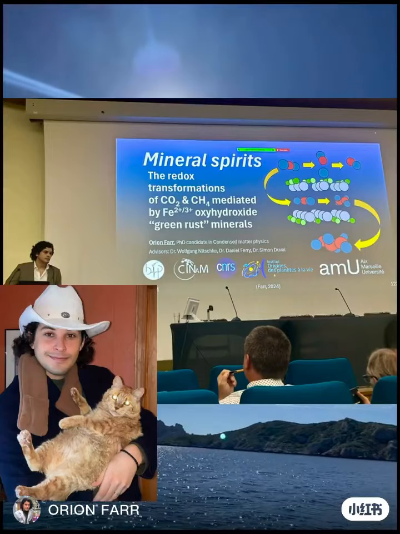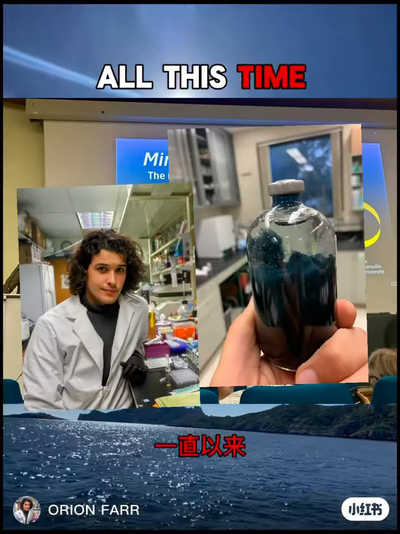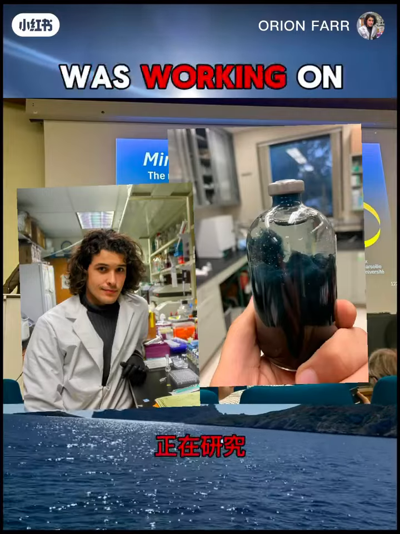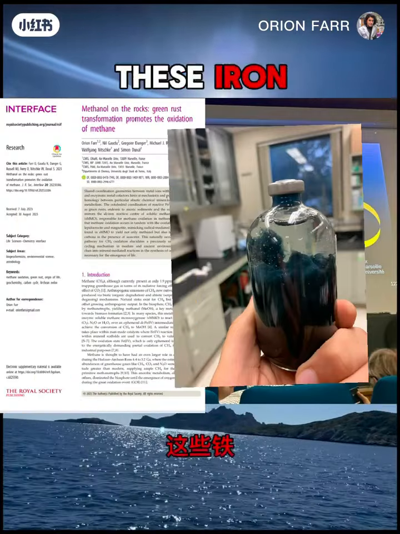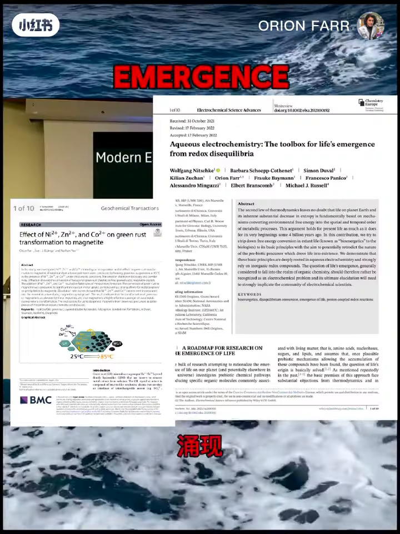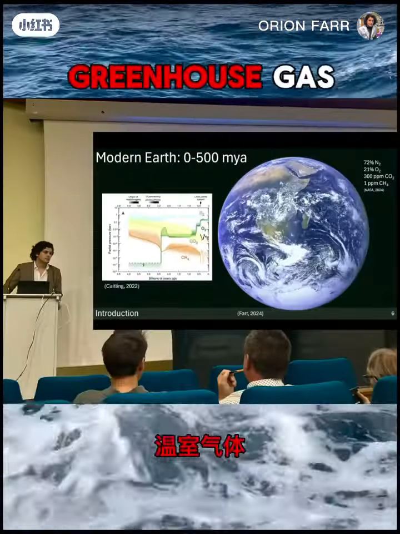Hi everyone. People were interested in what I was doing all this time during my PhD, so I'll give you a quick shot into my thesis. So I was working on this really special group of minerals, these iron oxyhydroxide green rusts, and how they were relevant to early Earth chemistry, emergence of life, and possibly abating greenhouse gas emissions.